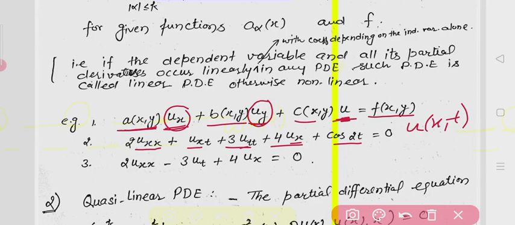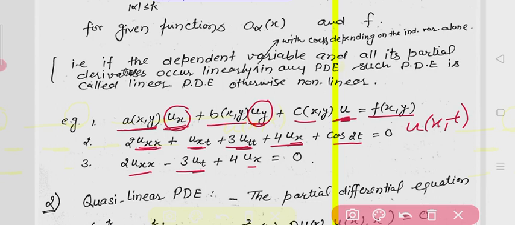So all the partial order derivatives are linear here, having power 1. Okay, and their coefficients are constant here, right? So this will be your linear PDE. In the third one also you can see here, it is 2uxx minus 3ut plus 4ux equal to 0. So all the partial derivatives present here are linear, and all the coefficients of these derivatives are constant here, so it will be a linear PDE, right?